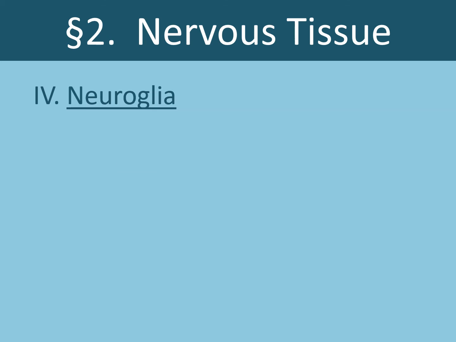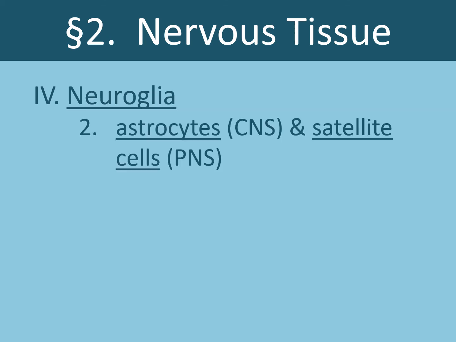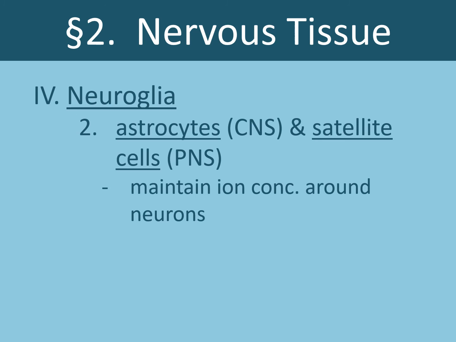In the next group, we have astrocytes and satellite cells. These are cells that help maintain the ion concentration around our neurons. They also provide nutrients to the neurons. Astrocytes are found exclusively in the central nervous system, while satellite cells are found in the peripheral nervous system. I like to call these the space cells.